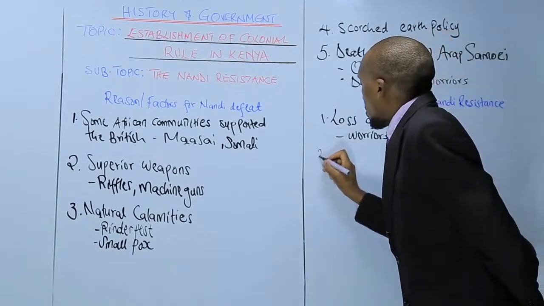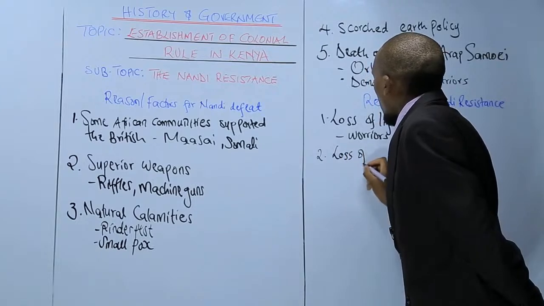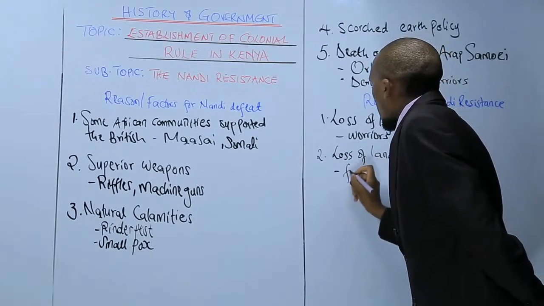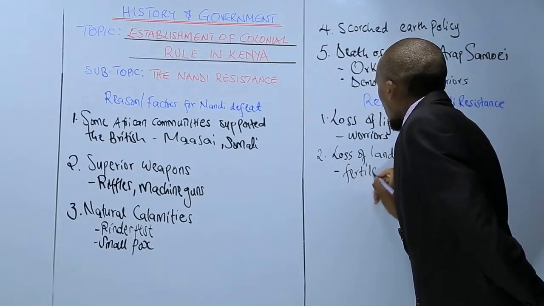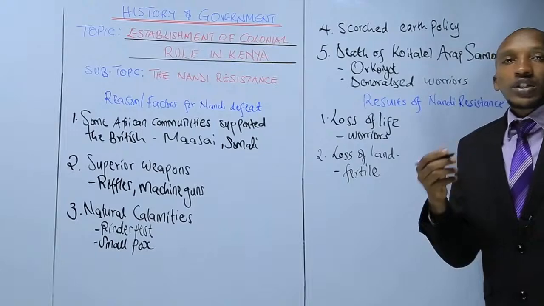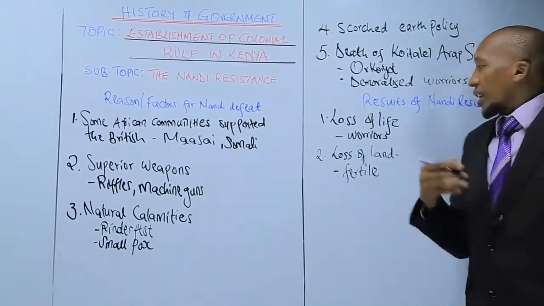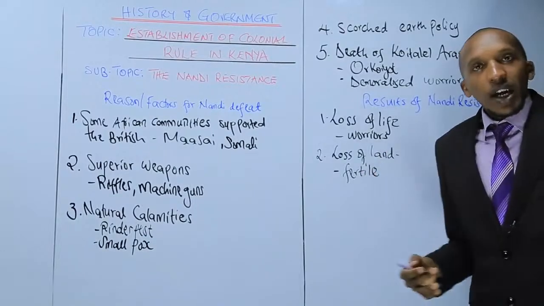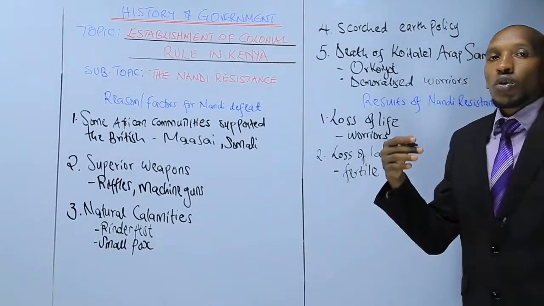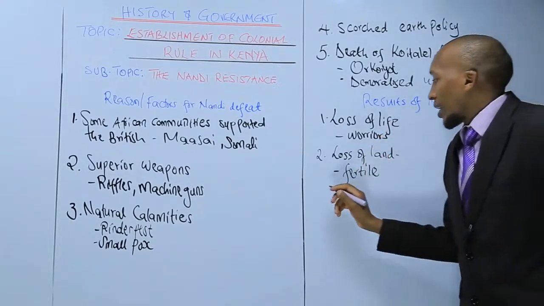And then number two, they lost their land. Loss of land. The land that was very fertile, that was producing the food they were using, was now taken over by the British. So they lost their land to the British ultimately, because now they had been defeated. They could not continue to occupy that land. So the British came and took over the land.